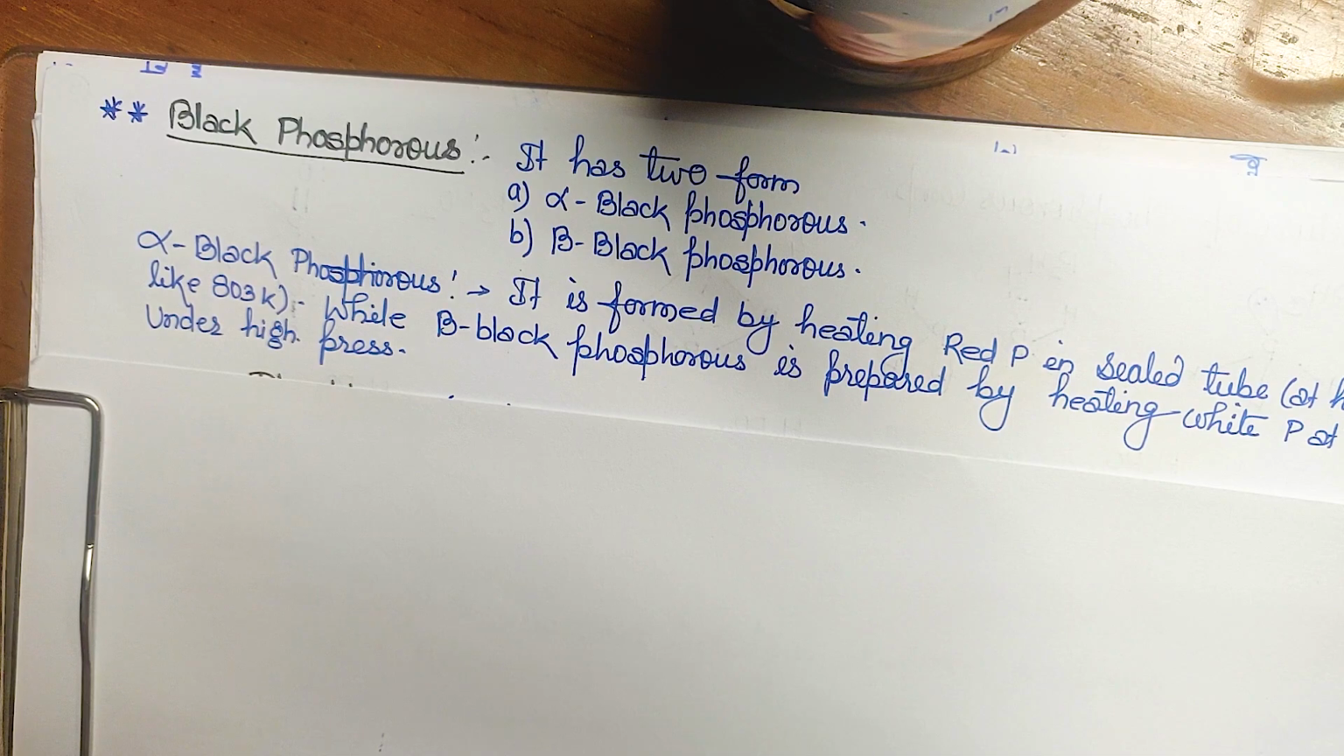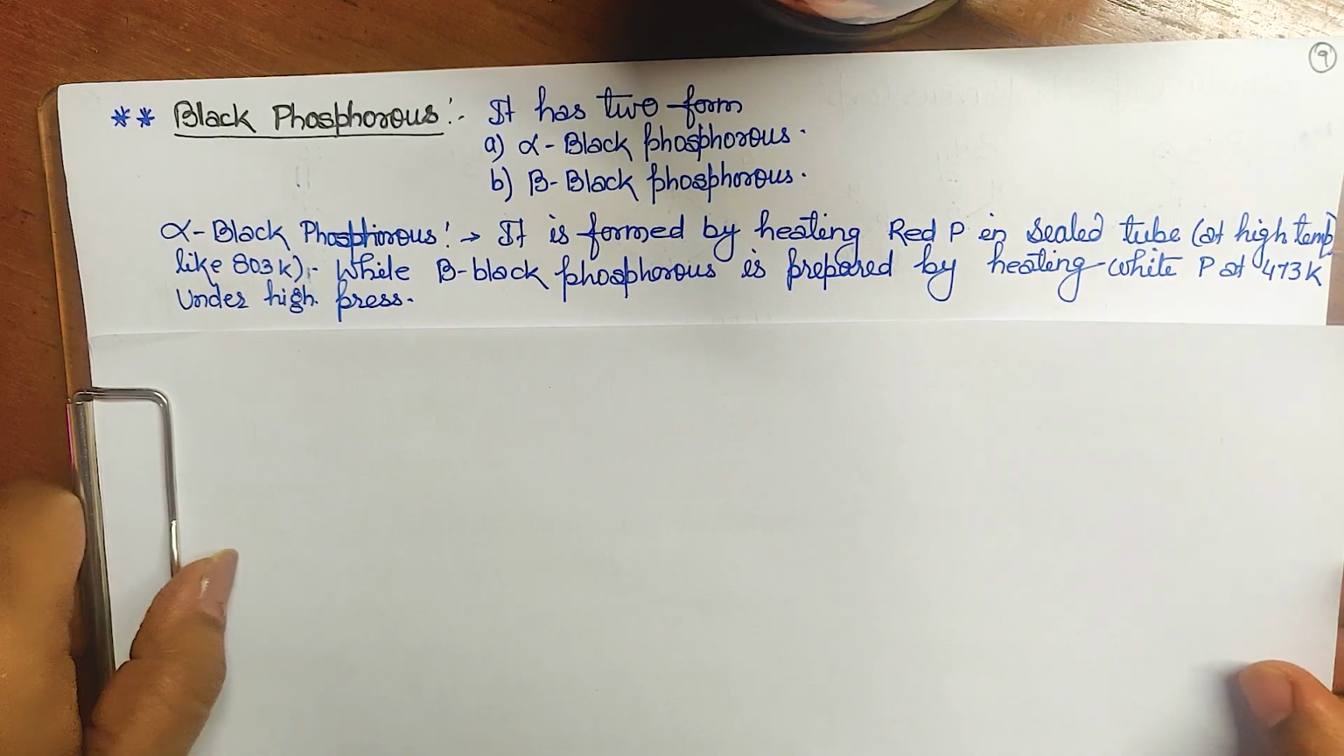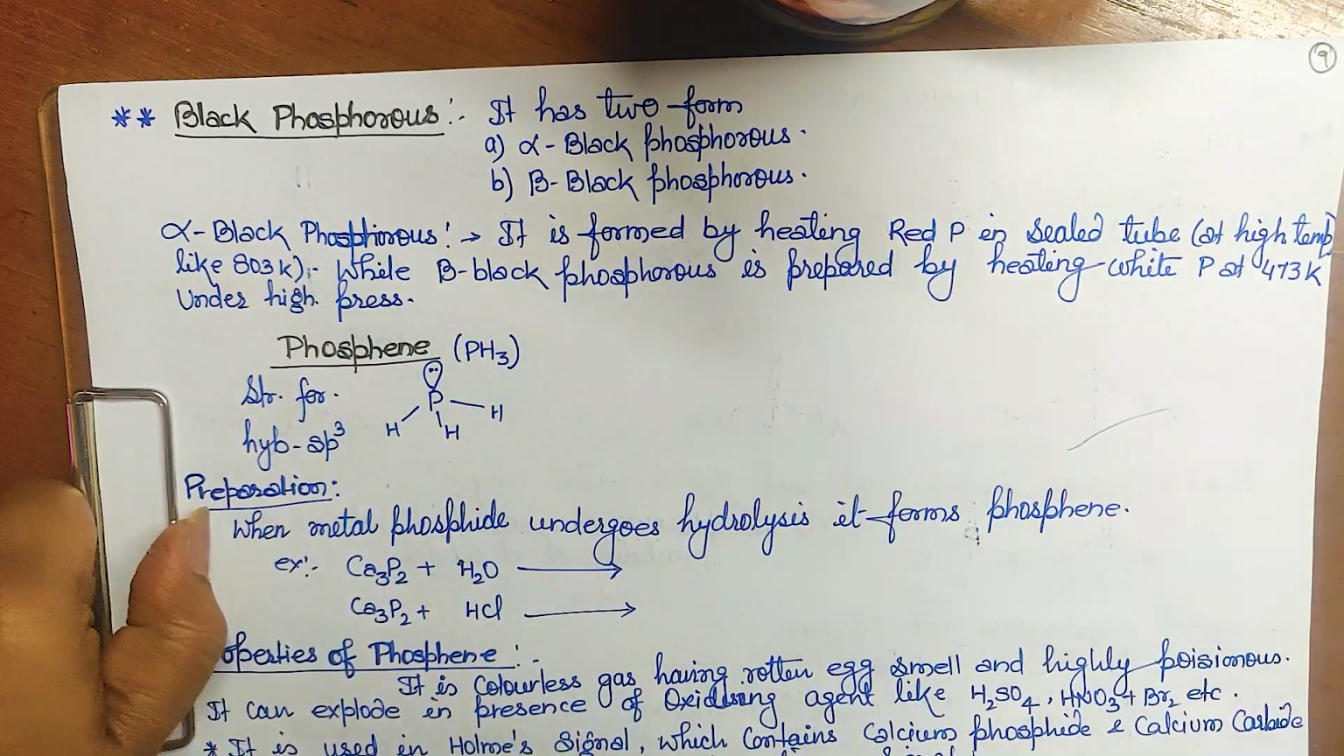Got it? So this is about the allotropes of phosphorus. Now we will do compounds: one is phosphine we have to do, and another is phosphoric acid we have to do. So let's start with phosphine.